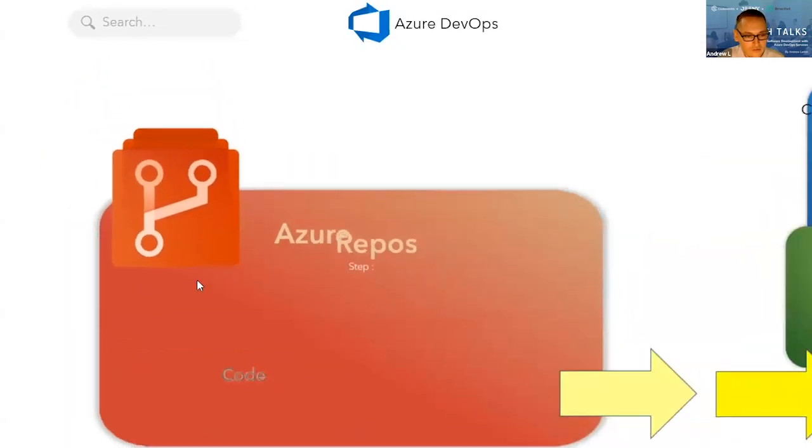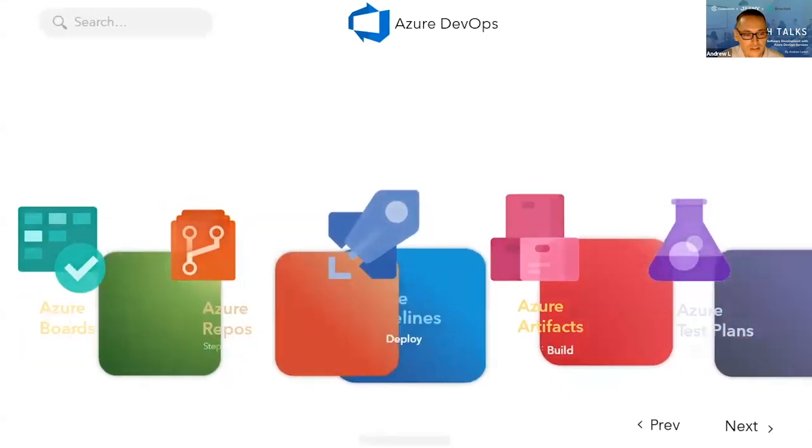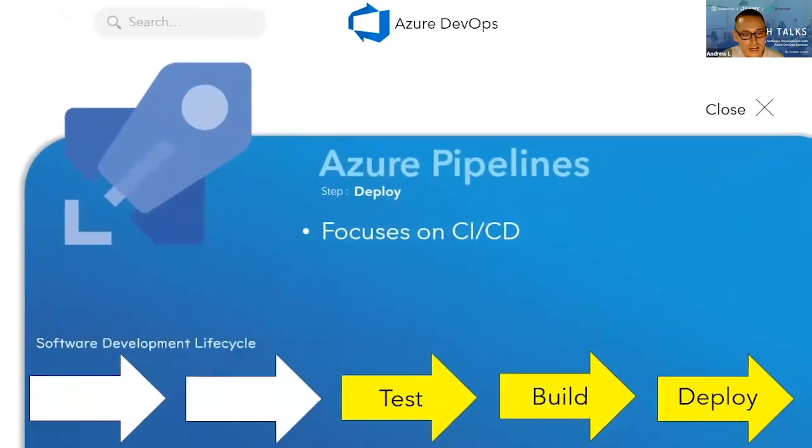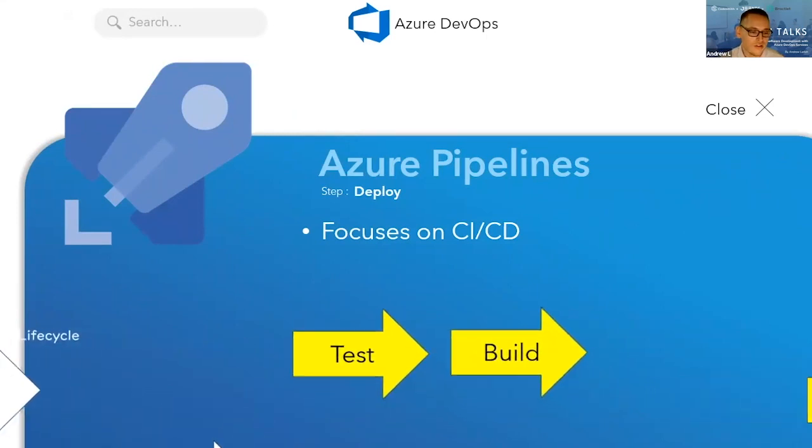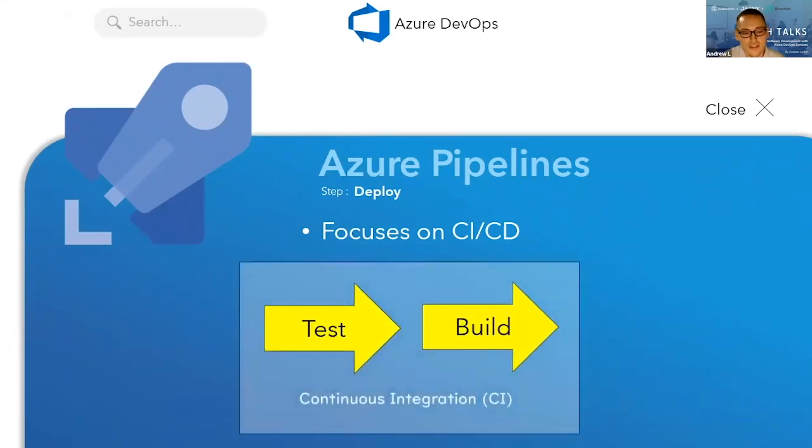So we've already planned and written our code, and now we need to test, build, and deploy it. This is where Azure Pipelines comes into play. Azure Pipelines focuses more on the CI/CD, or continuous integration and continuous delivery, of the software development lifecycle. So if we break this down even further, let's take a deeper look into just the CI pipeline, which incorporates testing and building.